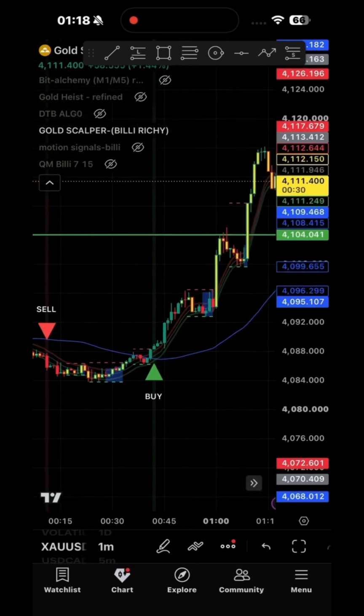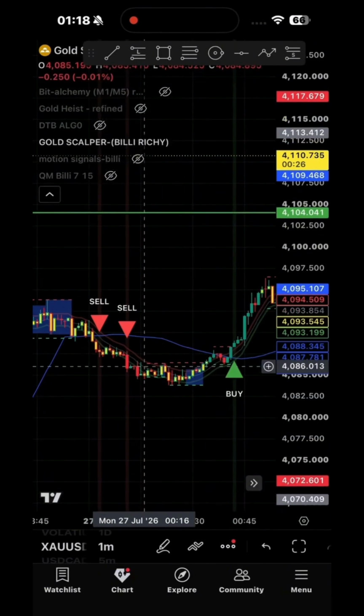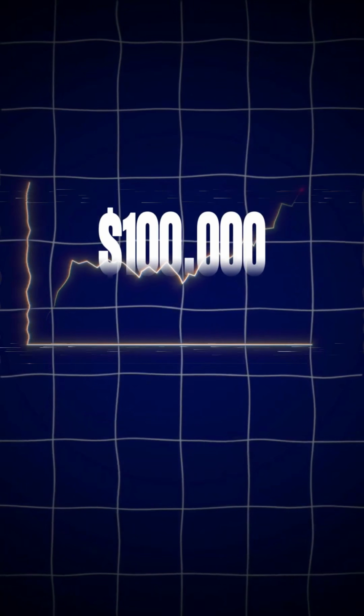That's how it happened. That's the reason for the second trade, and then the push to the upside, and I was able to scale up the account fast to 100k USD.